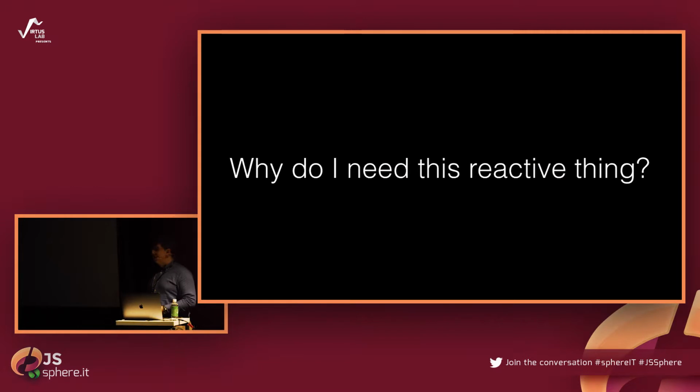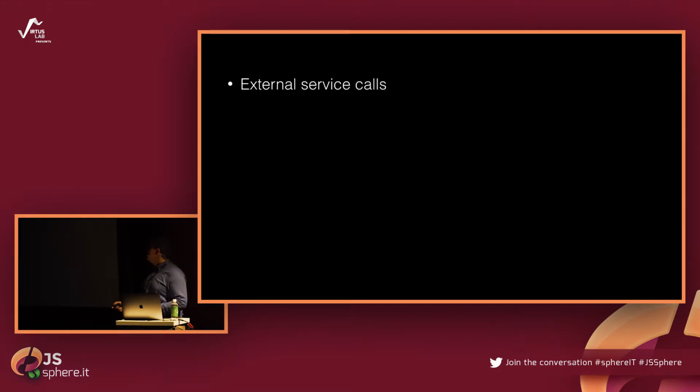So why do we need this? We now saw what reactive programming is, also saw what a data stream is and how to modify it. So there are a couple of things. First one is external service calls. So on web, we usually need to communicate with some API endpoints, with WebSockets, with something that's outside of our application, and it's usually asynchronous. So we need something good to work with those external service calls.